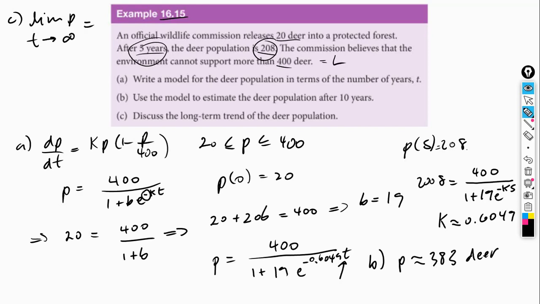And we know that that means, what is the limit as t tends to infinity for our model? 400 over 1 plus 19e to the power of minus 0.6049t. And this is just going to be 400, which is the carrying capacity anyway. But notice that as t gets greater and greater, Euler's number to the minus power gets closer and closer to 0. So this tends to 0, and then we're going to get 400 divided by 1, which is 400. That's why the logistic curve has the shape that we saw previously.